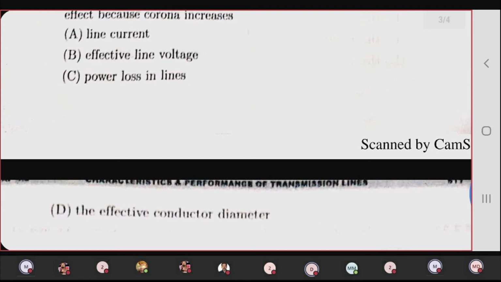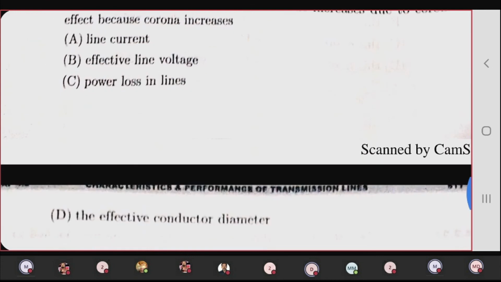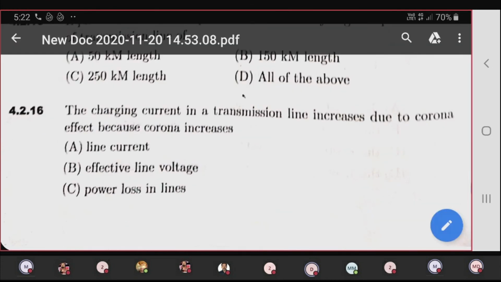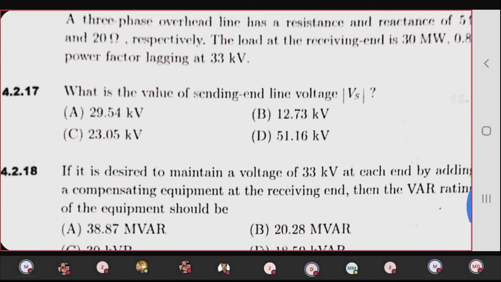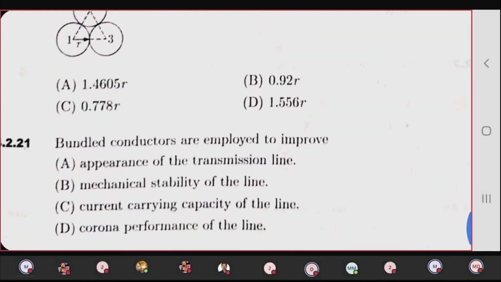I'm sorry. Yes, line current. By increasing the line current, you may get corona, not power loss, because of the line current. Yes, the rest of the things we may discuss in the next class. So you may have statement questions. We may discuss them in the next class.